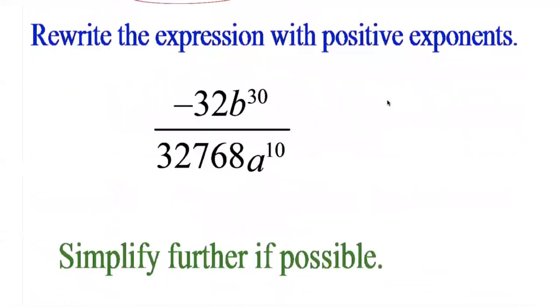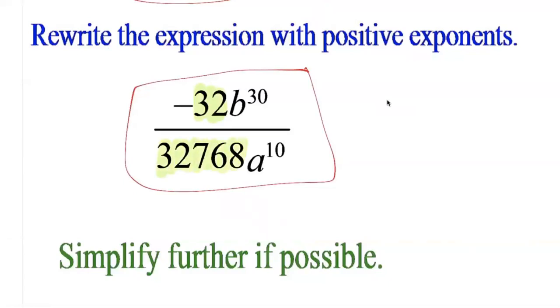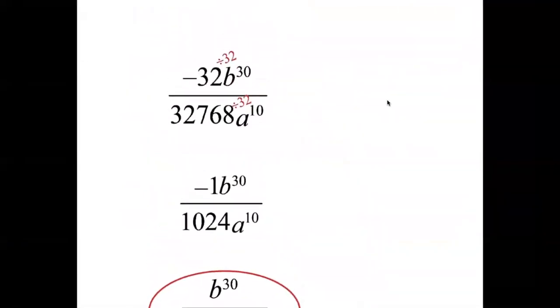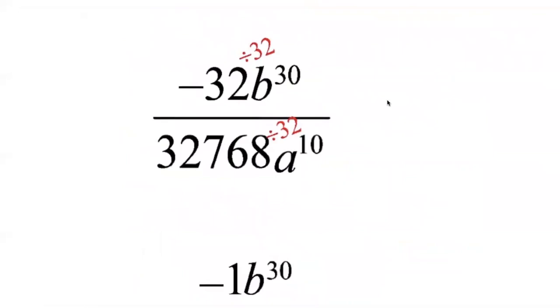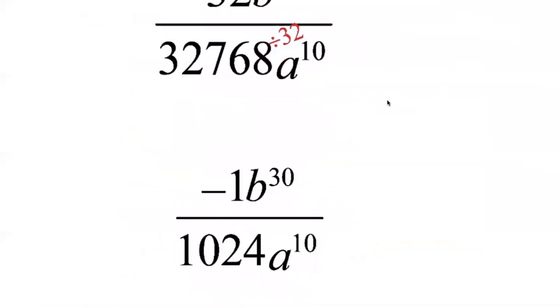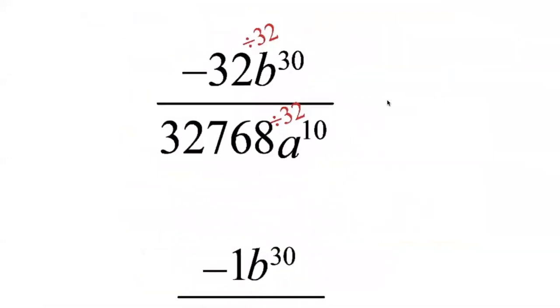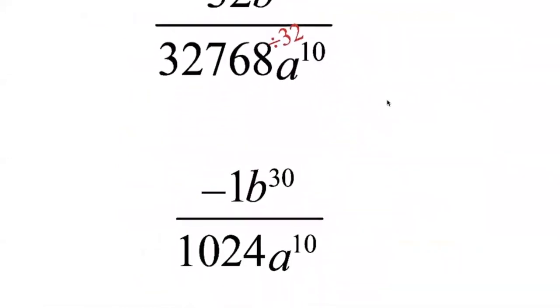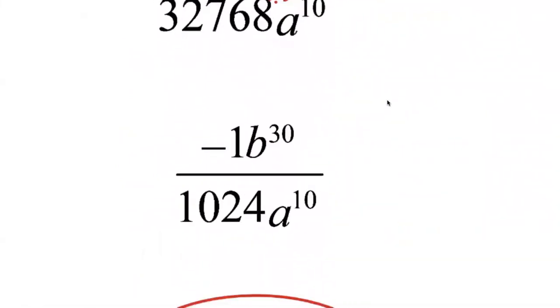All right, the only question now is whether or not I can keep simplifying. So really what that means is, is there a number that can go into 32 and the 32,000 number? If there's a number that can go into both of them, then you can keep simplifying. If you can't do that, then that's your final answer. The number that actually fits into both of them is 32. You can divide 32 by 32 and the 32,000 by 32. When that happens, you end up with a negative 1 because it was a negative 32 divided by a positive 32. And the 32,000 number divided by 32 is 1,024.